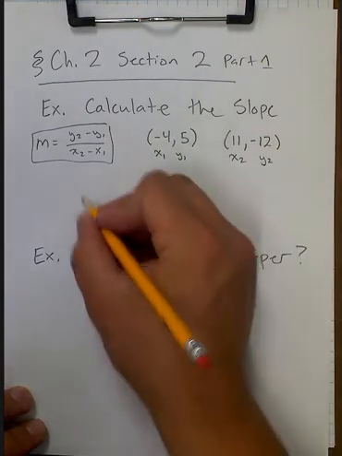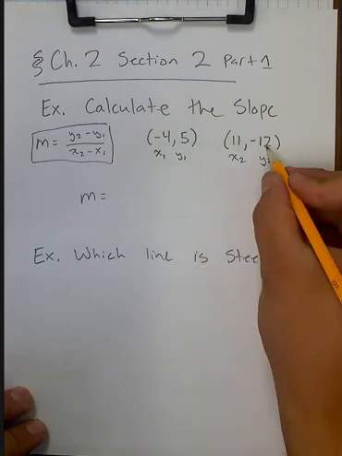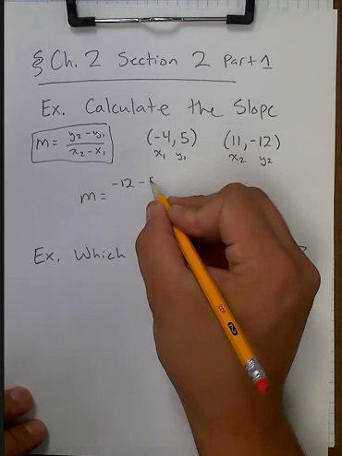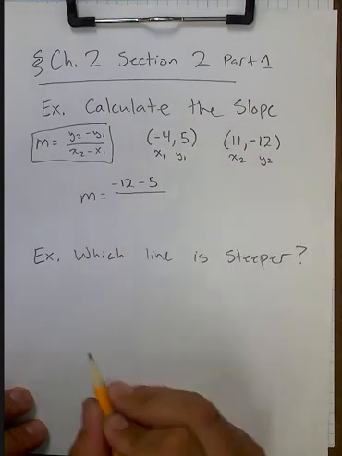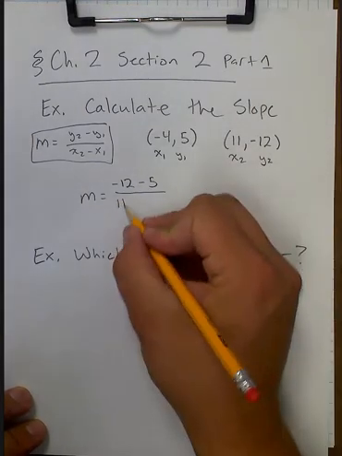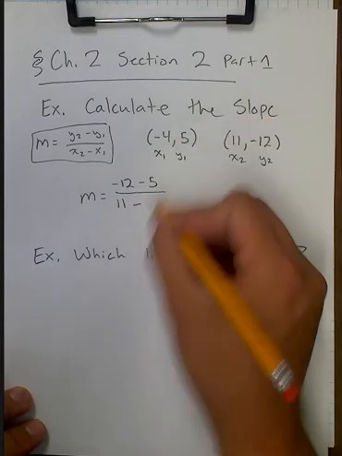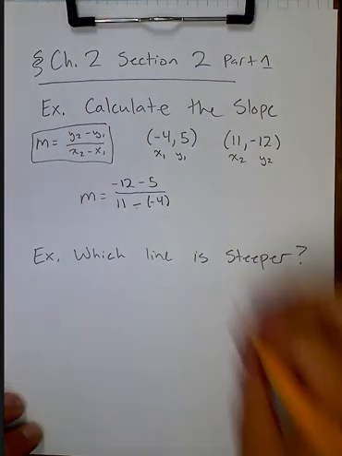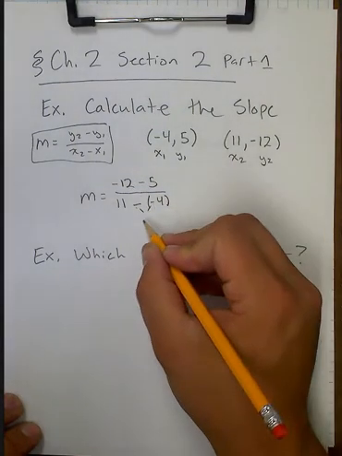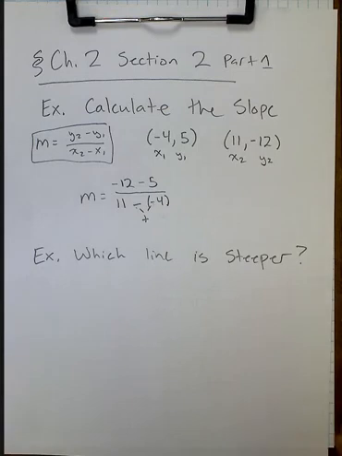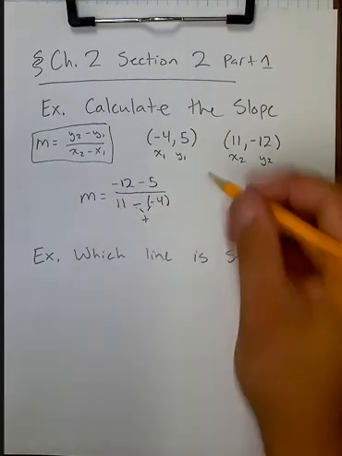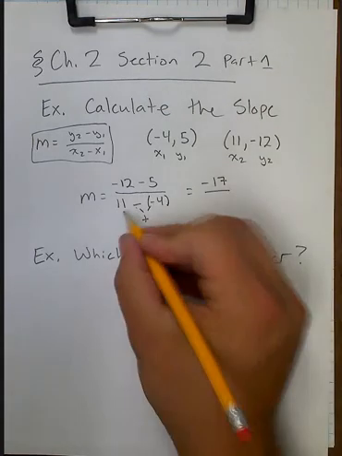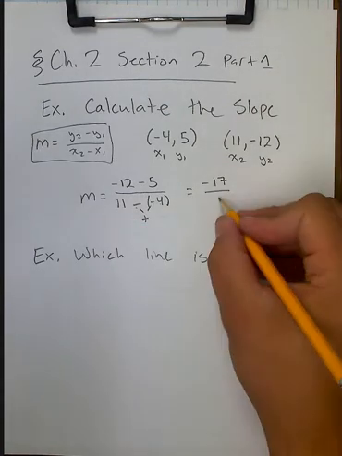So I got m equals y2 is -12, so I put that on top, minus y1, which is 5. Okay, put my fraction bar. x2, which is 11, minus x1, which is -4. And be really careful about those negatives. I like to put them in parentheses because when I do that, I can see that these two negatives right next to each other make a positive. So I have -12 minus 5, that's equal to -17. And 11 plus 4, well, that's equal to 7.